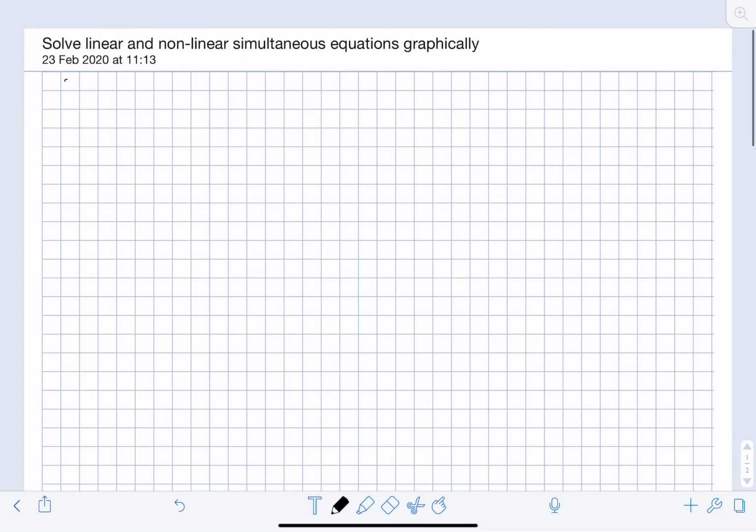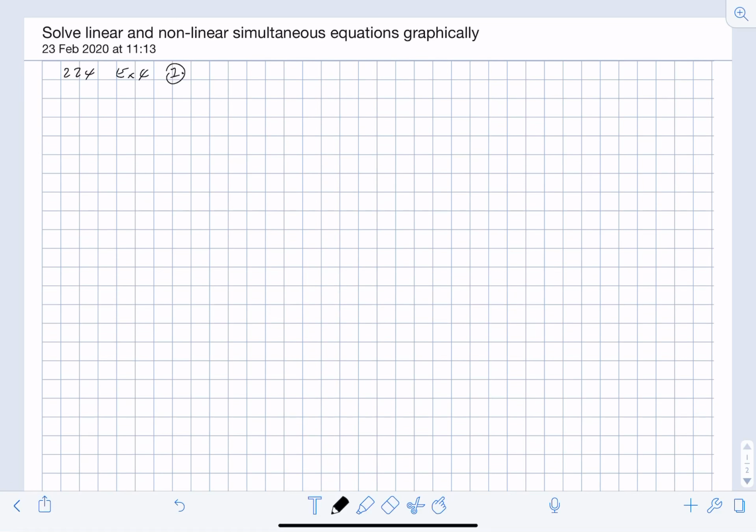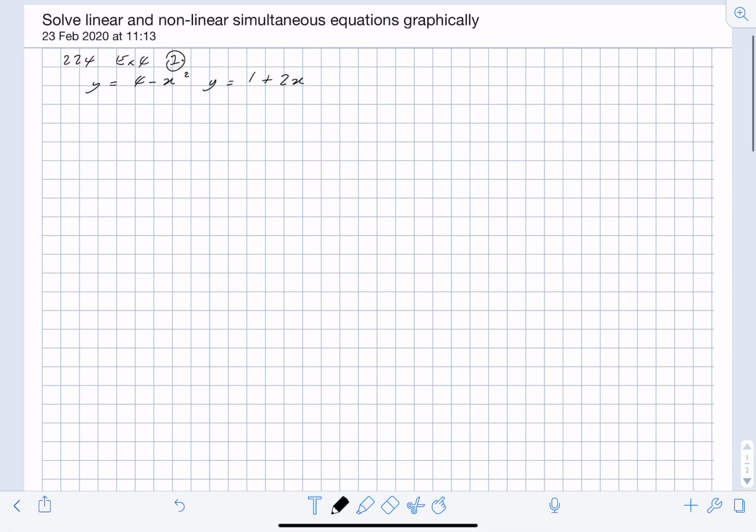I'm going to go to page 224, exercise 4, and I'm going to start with question 1. It says solve the simultaneous equations graphically from drawing the graphs of these. So it's got y equals 4 minus x squared and y equals 1 plus 2x. Now, if you're feeling confident, you can sketch this graph, but I think we're going to actually plot the graph instead.